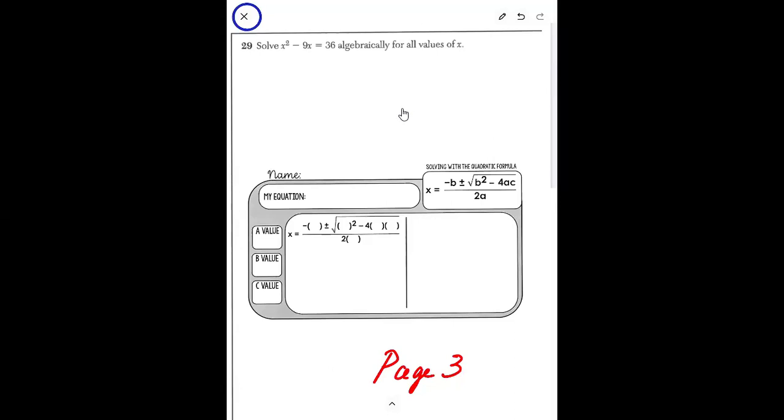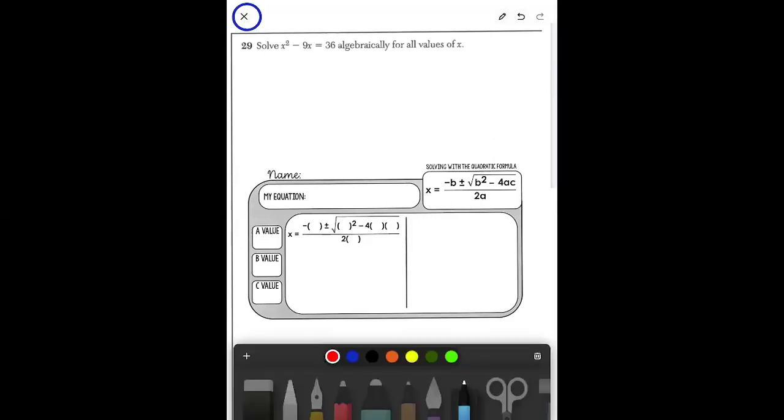Now I'm going to do an example, the problem on page 3 from the handout. It's similar to what we did before, but the reason I chose this one is, remember when I said in order to use a quadratic formula, the quadratic has to be equal to 0. If you look at this one, I have x squared minus 9x equals 36. It's not equal to 0.